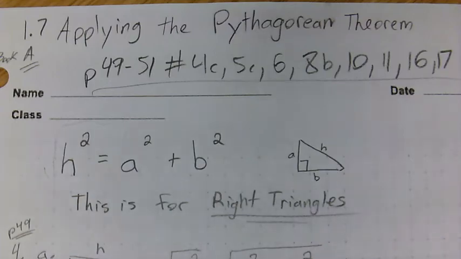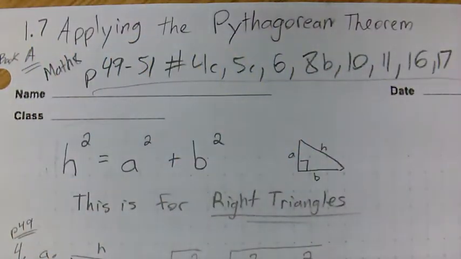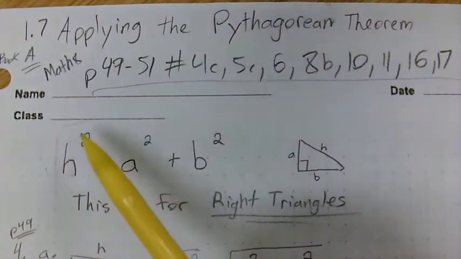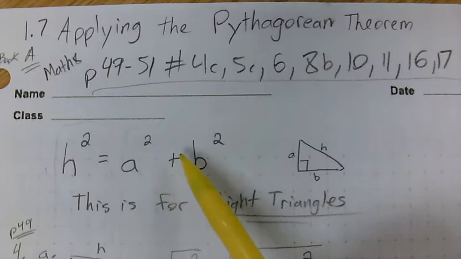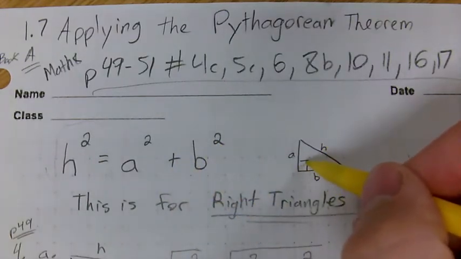Hello, grade 8 math. This is Math 8, lesson 1.7, applying the Pythagorean theorem. So as we know, the Pythagorean theorem is c squared, or h squared, equal to a squared plus b squared. And which one is h? It's the one that's opposite of the right angle.